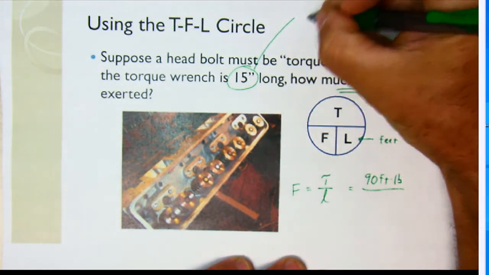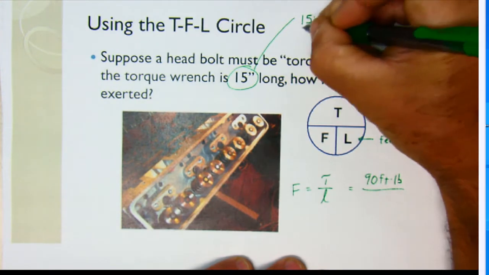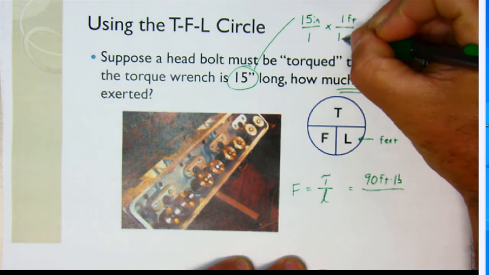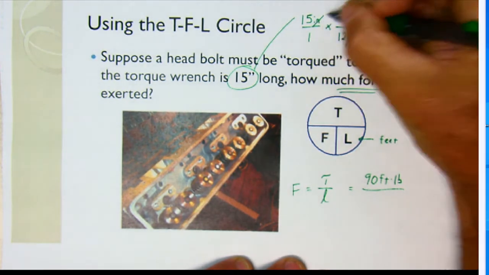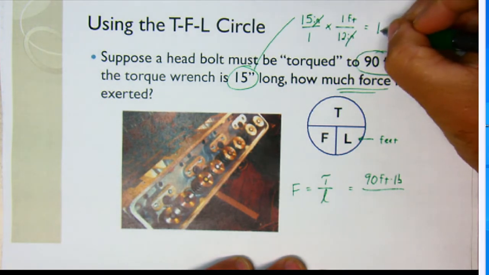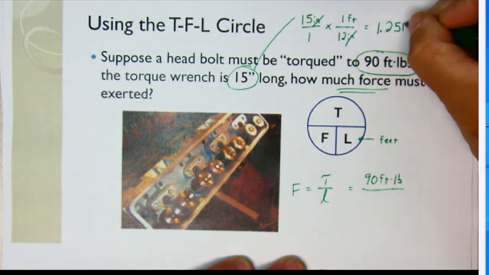Let's do that up here. 15 inches. And we're going to multiply by 1 foot over 12 inches. That makes our units cancel off. And 15 divided by 12 is 1.25, or 1 1/4 feet.